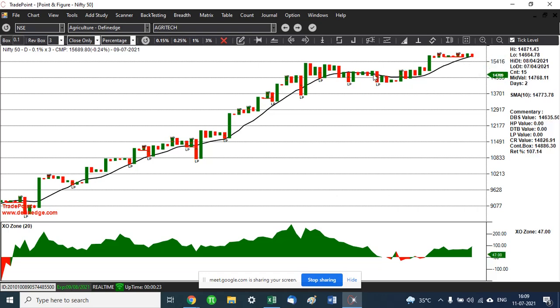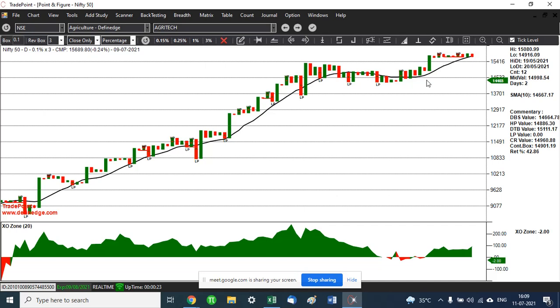Now, as you can see here, when you move your cursor to this column, the high is shown as 14871. So whenever this 14871 is taken out, whenever the Nifty goes higher than that by 0.3% more than 14871, then we will get another green box plotted above this high. That is what a double top buy is, which Prashant has already explained. So I'm not going into too much detail about that.